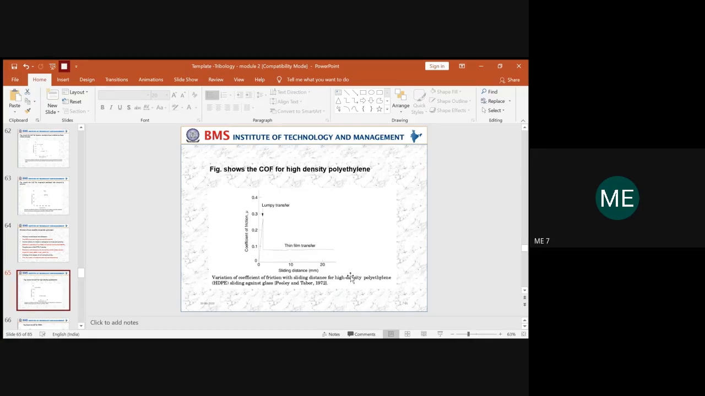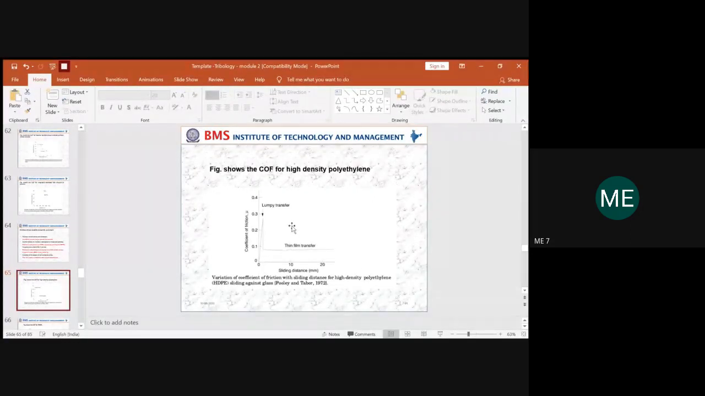So this is how the variation of COF takes place with respect to the sliding speed, and it cannot be the same for all types of polyurethane foams. It again depends upon whether you are using high density or low density. Since it is high density polyethylene, it is substantiated to reduce the coefficient of friction even though the sliding distance is increasing. Suddenly it cannot resist, right?